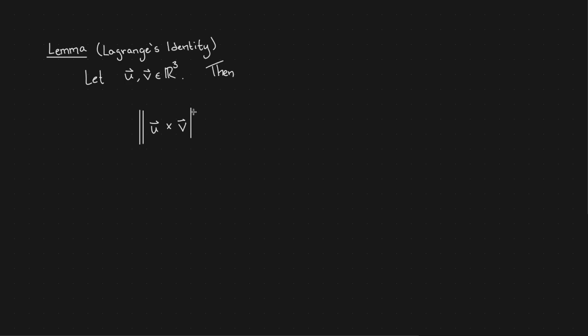If we take the norm of the cross product squared, then that is equal to the norm of the first vector squared times the norm of the second vector squared, minus the dot product of the two vectors squared. Okay?